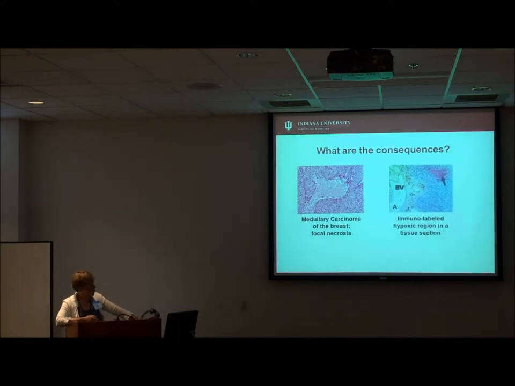So here are the consequences. What happens is in the center of a tumor, you have an area that's hypoxic and hypoglycemic because you're not delivering enough oxygen or glucose to the center. Those cells die. And they can look like this. This is called a histology slide. This is what you do when you take a tumor out and stain it with hematoxylin and eosin. These are dead cells in the center. These are tumor cells, and these are dead.